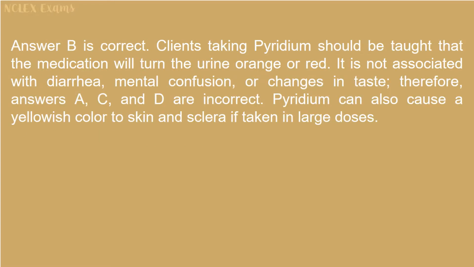Answer B is correct. Clients taking Pyridium should be taught that the medication will turn urine orange or red. It is not associated with diarrhea, mental confusion, or changes in taste. Therefore, answers A, C, and D are incorrect. Pyridium can also cause a yellowish color to skin and sclera if taken in large doses.